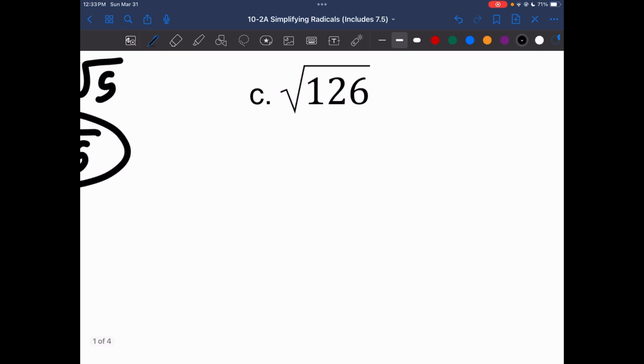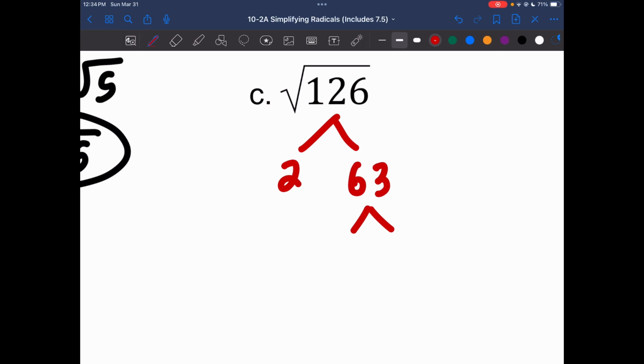Now, 126. As I look at this, I don't know the factors of 126 off the top of my head, so I'm going to need to break it down. I know it's an even number, so I can divide by 2. When I divide 126 by 2, I get 63. That's a number I'm a little more familiar with. I'm still going to break it down into its prime factors.